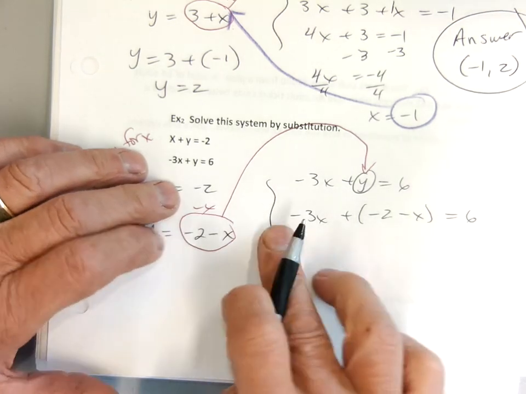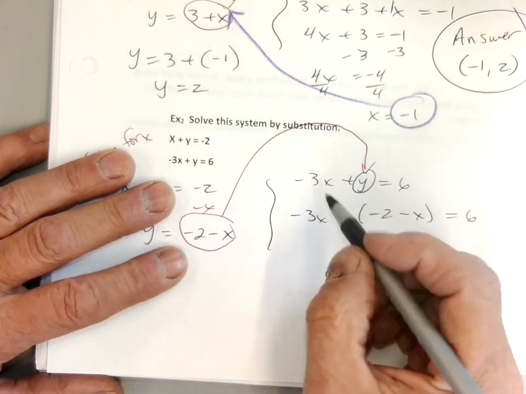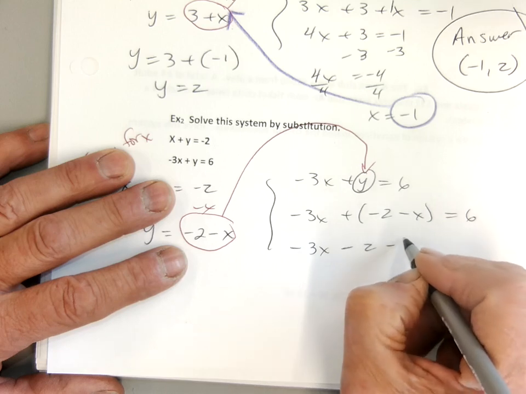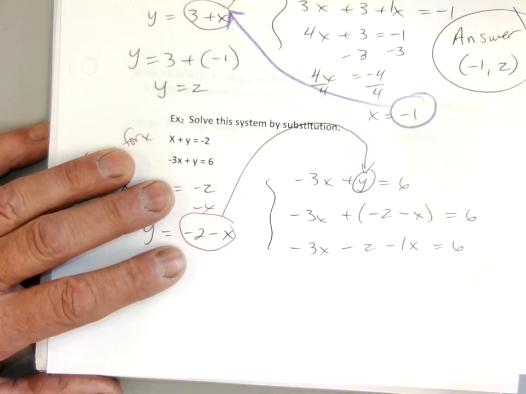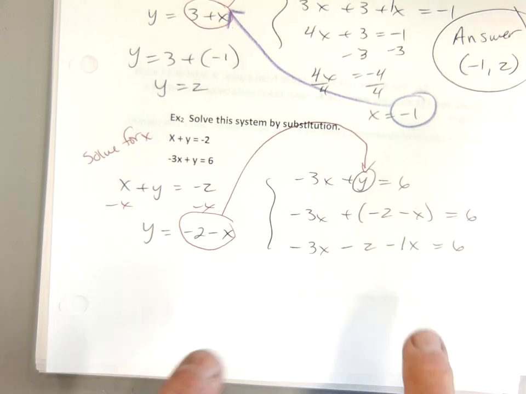Okay, now I can simplify this. I can solve for x. I don't need the parentheses because there's nothing in front of it. If there was, I would just distribute it. Invisible 1. I like the invisible 1. It's going to help me, okay? I like that invisible 1. Help me out, okay? -4x, right?